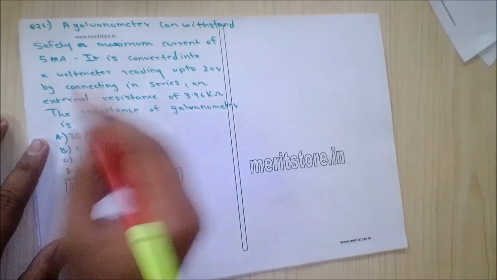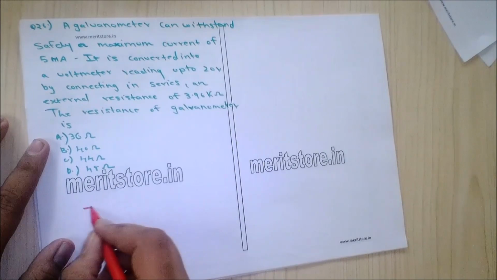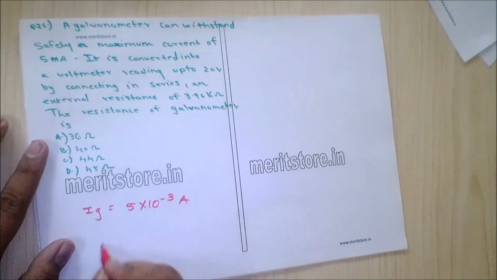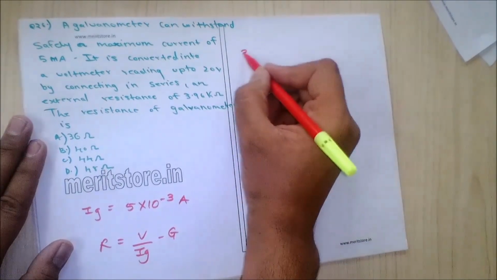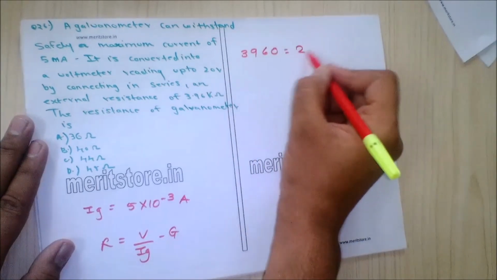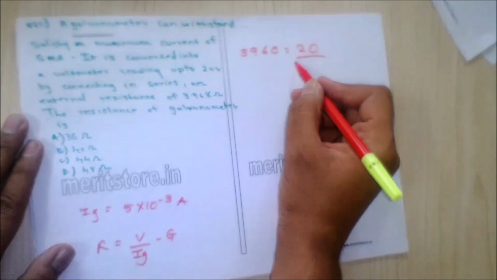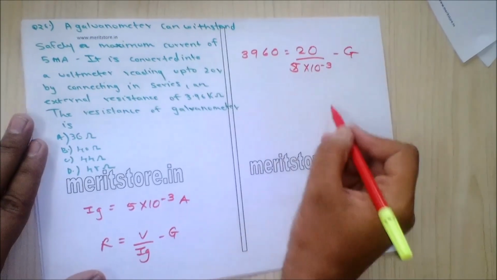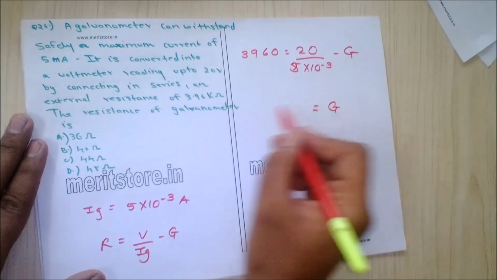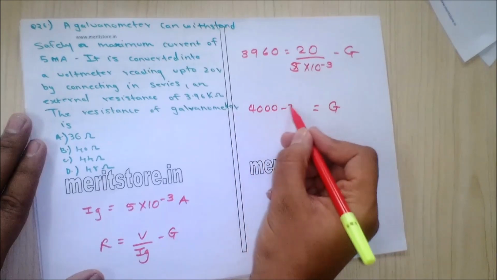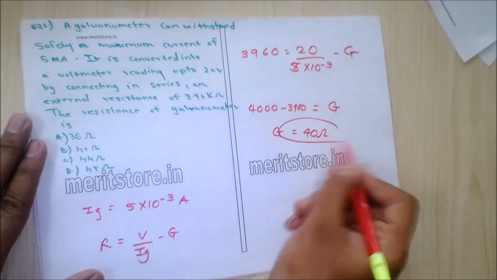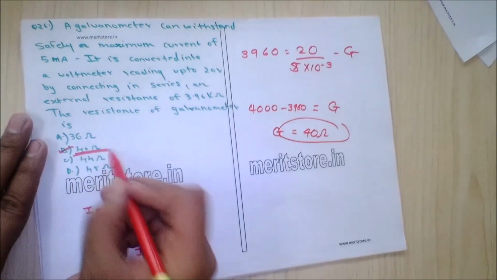Now to calculate resistance of galvanometer in this case, we know Ig is equal to 5 into 10 raised to minus 3 ampere. R is equal to V upon Ig minus G, that is 3960 is equal to 20 upon 5 into 10 raised to minus 3 minus G. So G is equal to 4000 minus 3960. Value for G is nothing but 40 ohms. So option B, 40 ohms, is the correct answer.